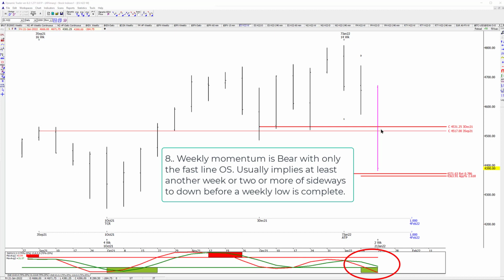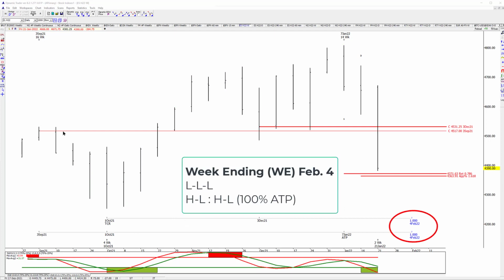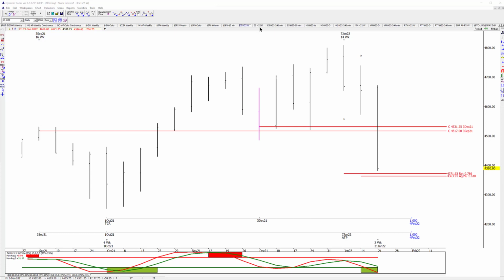And that's not hard to imagine given this past week. And we've got two significant time factors in 2 weeks. That's the week ending February 4th, and that's just a simple low to low to low, and it's a 100% alternate time projection of the last decline from September into October. So with those two in the week ending February 4th, we would be alert if the S&P as well as the other indexes were sideways to down into that week for a weekly low. So that's something to keep in mind.